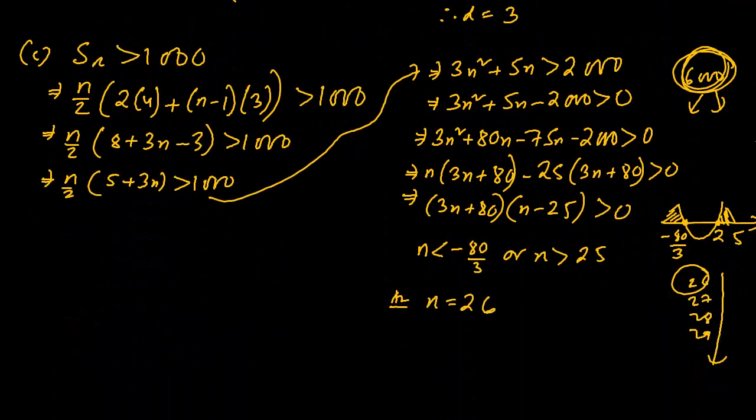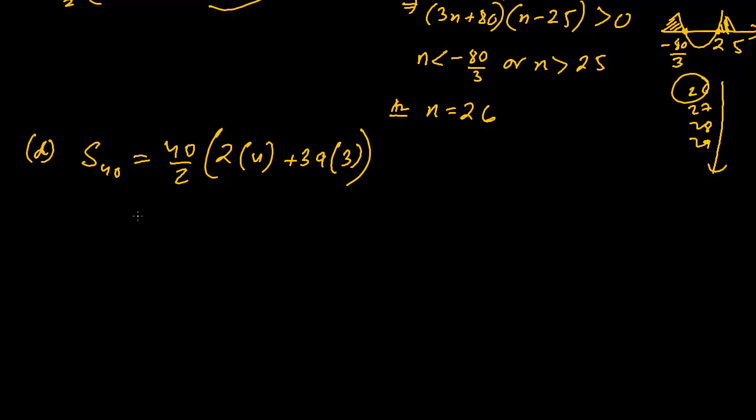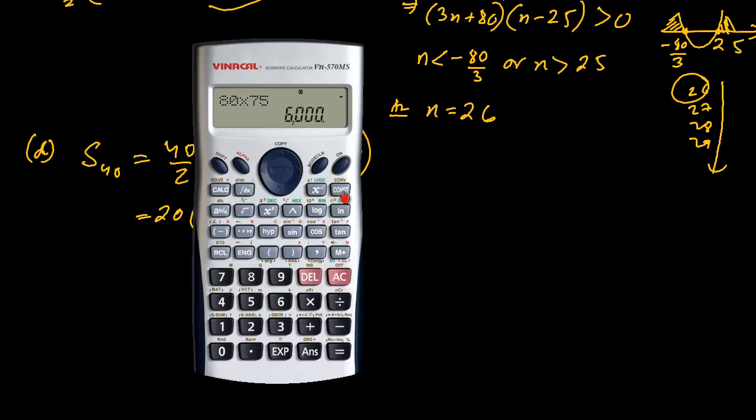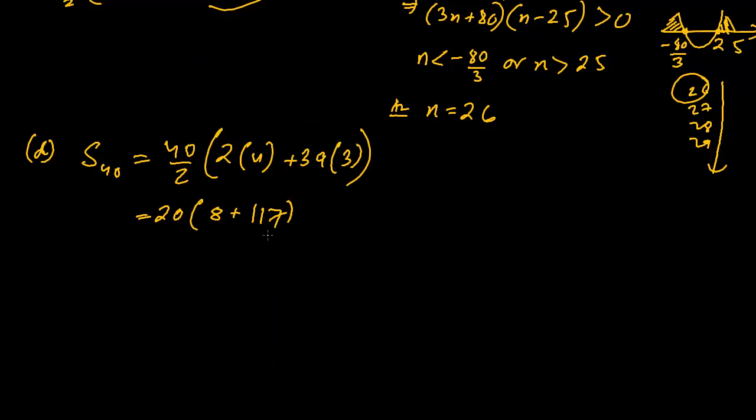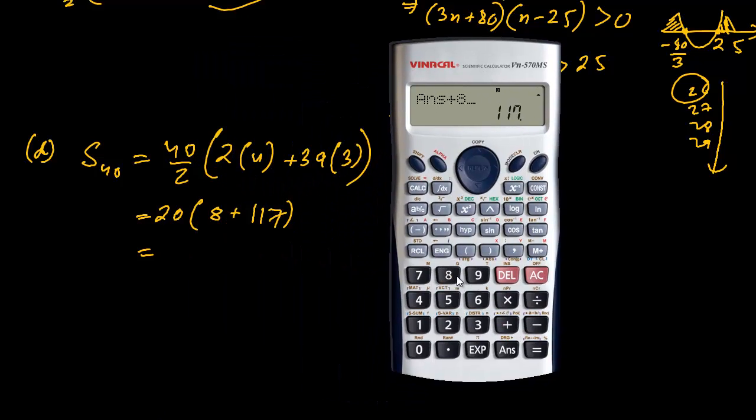So if you find S40, so S40 would be n by 2, twice a plus n minus 1 times 3. Common difference is 3. And if you calculate, this would be 20. This would be 8 plus 39 times 3. So 39 into 3 is 117. So let's write this down. So 117 plus 8, into 20. So this would be 2500.